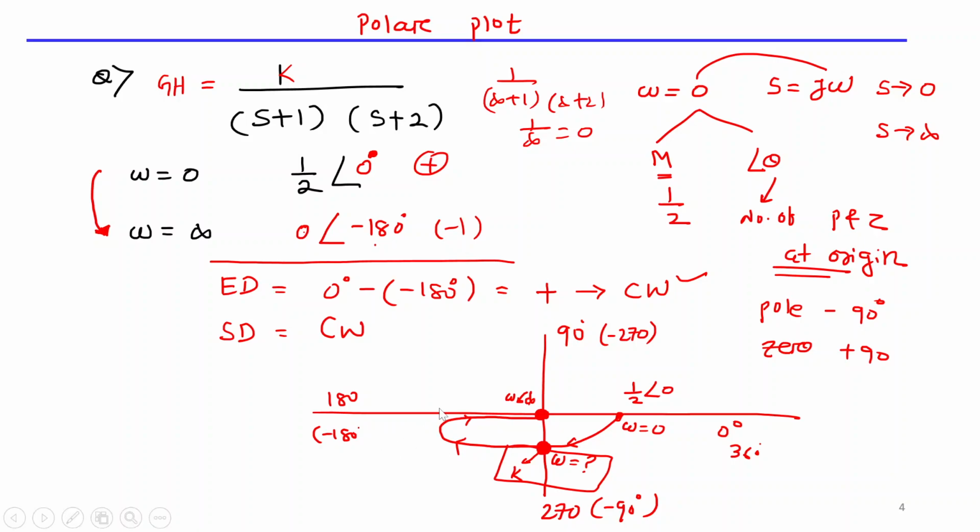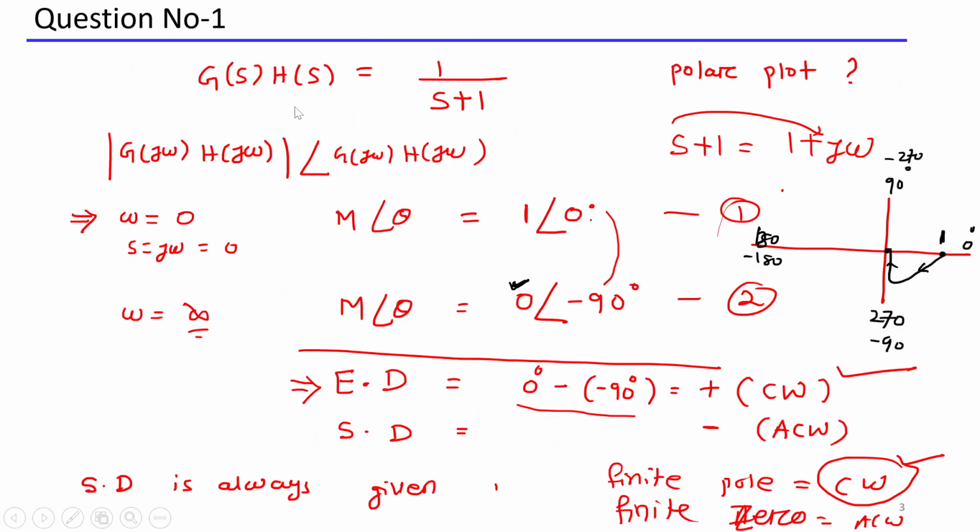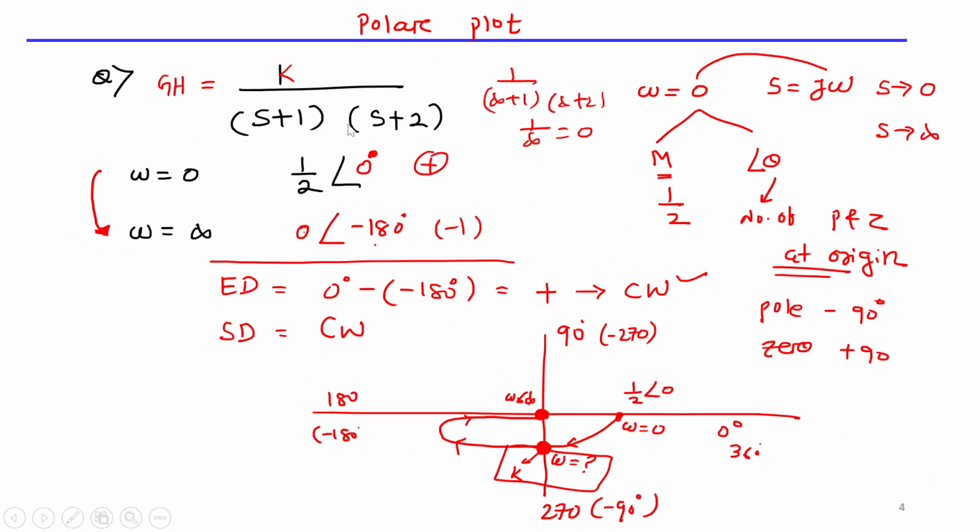So let me solve the third question, then you will be able to answer all this part. Let me go to the next question. The first question I solved by putting only G(s)H(s) = 1 by (s plus 1). In the second question I just added another pole, s plus 2. Now, in the third question I will add another pole. How will I add another pole?